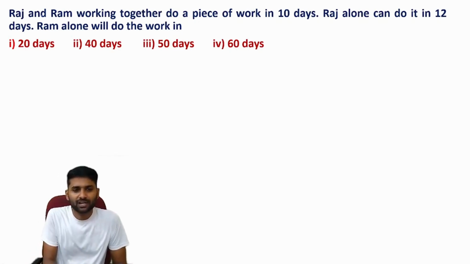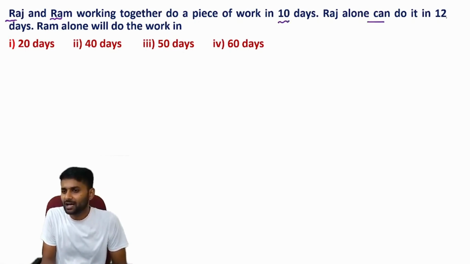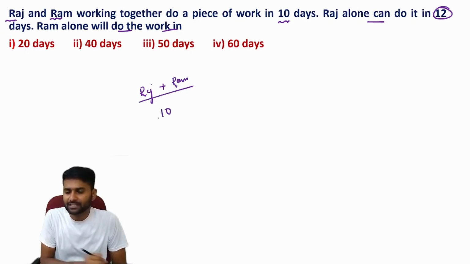Now see this question. Raj and Ram working together can do a piece of work in 10 days. Raj alone can do the same work in 12 days. Ram alone can do the same work in how many days? If both work together, they will take only 10 days. Raj alone takes exactly 12 days.